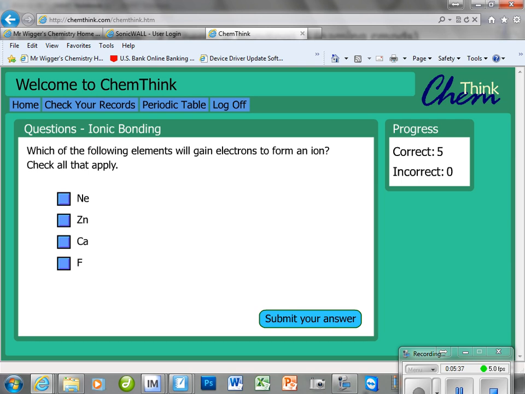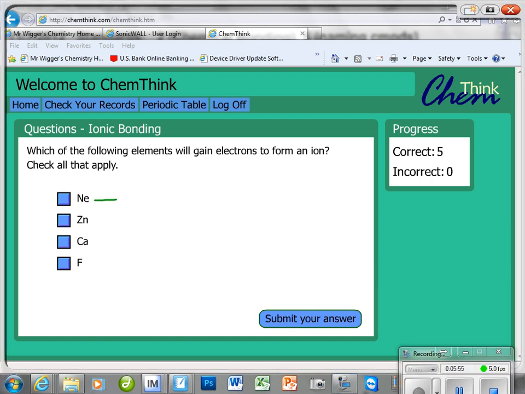Check all that apply. This is pretty much the same as our last question. Which of the following elements will gain electrons? The gainers are going to be the nonmetals. Now, neon is a nonmetal, but we don't want to check that. The reason we do not want that guy is because he is going to cause us grief, because he will not form an ion. So we just get rid of him. We're not going to answer that guy.